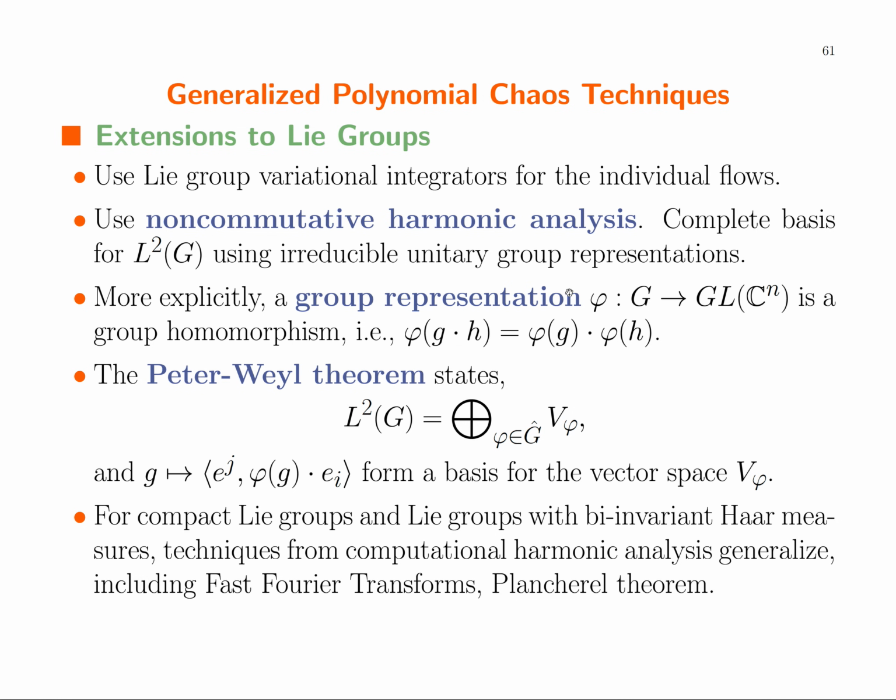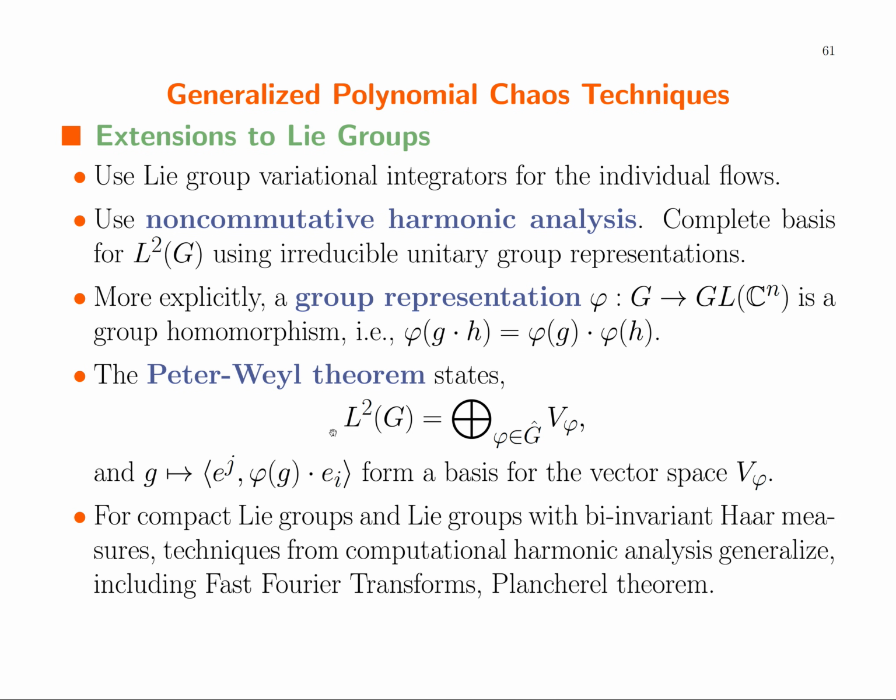So basically what you do is consider a group representation. This is a map from the group to the general linear group in such a way that it is a homomorphism, a group homomorphism. So it means that this map respects the composition on the two spaces, and is compatible with it.